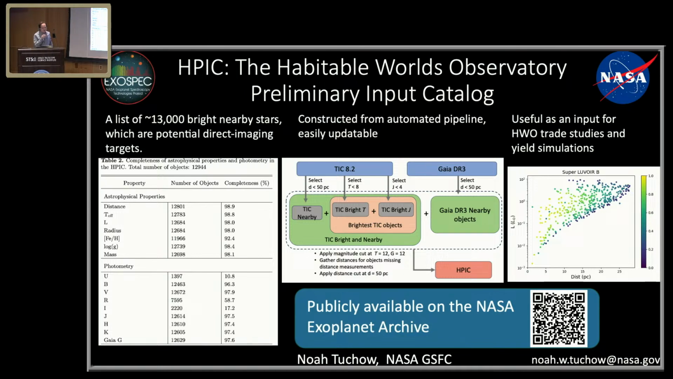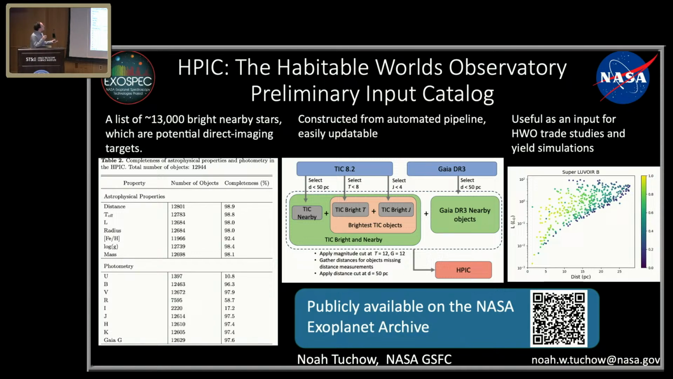So I'm Noah Tusay, and I'll be talking today about my work on the HPIC, the Habitable Worlds Observatory Preliminary Input Catalog. I'm an NPP at NASA Goddard, and I work with Chris Stark, and this work was also done with Eric Mamajek at the ExEP office. This highlights a very early preliminary input catalog for HWO, a list of target stars that is used as an input for yield calculations and potentially other trade studies.